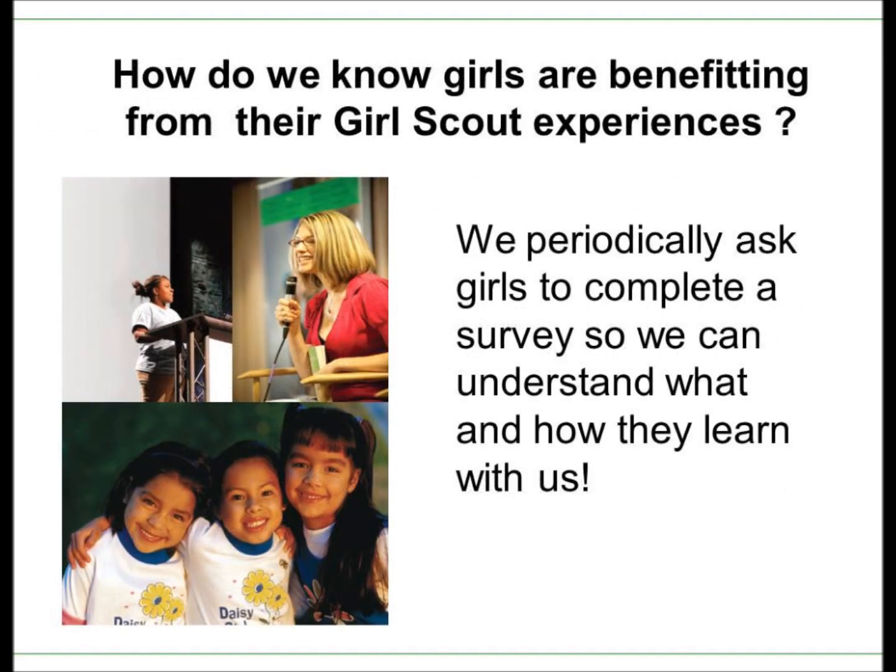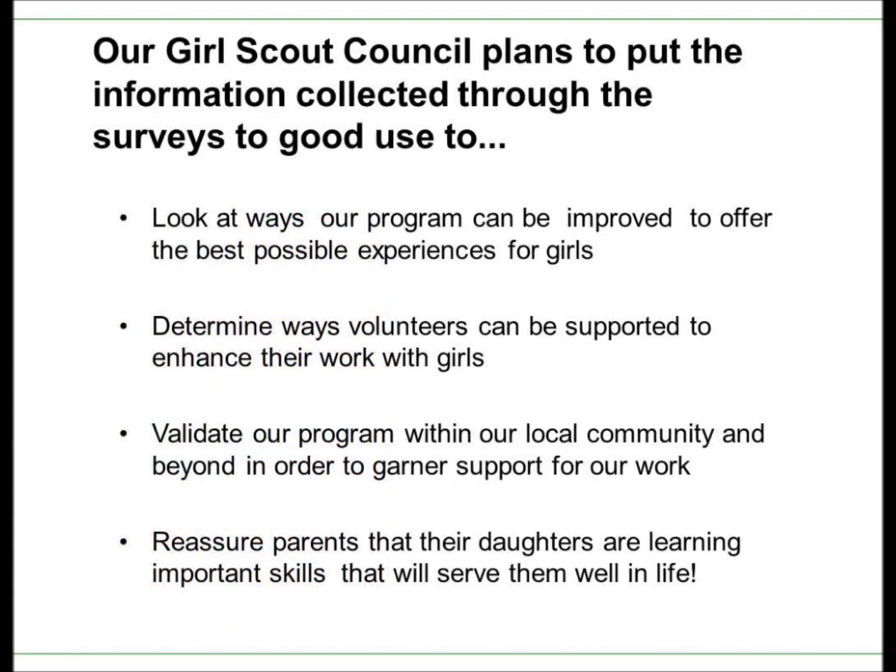Unlike in the example where girls learn to start a fire, we at the council level cannot possibly observe every girl and every activity that girls engage in. So a way to learn and understand how girls are experiencing Girl Scouting is through surveys, which our council will send to girls or ask them to complete from time to time. And we also intend to have volunteers share their experiences as well. Our Girl Scout Council plans to put the information collected through surveys to good use. Surveys allow us to look at ways our programs can be improved to offer the best possible experiences for girls.